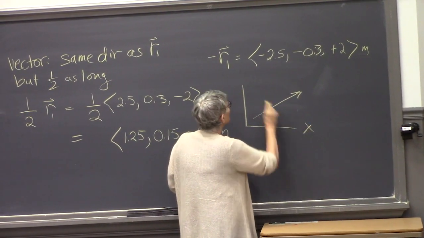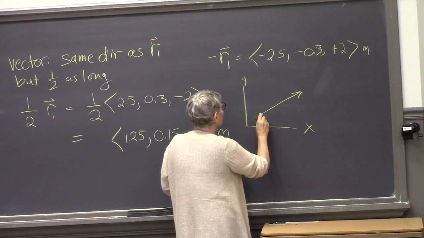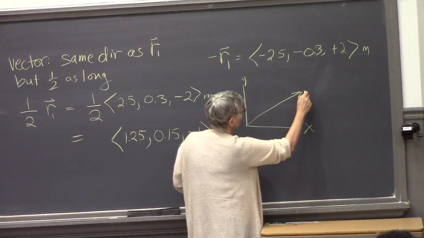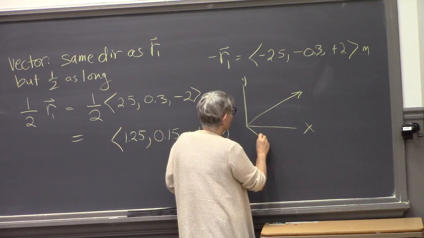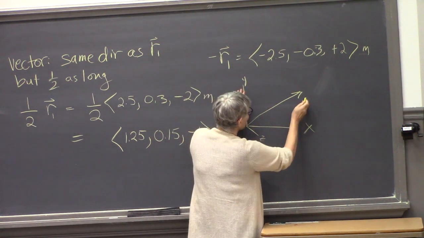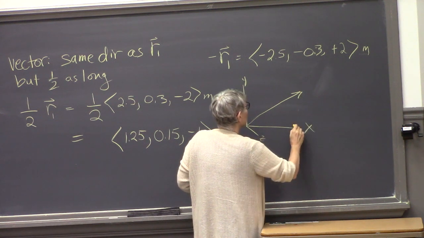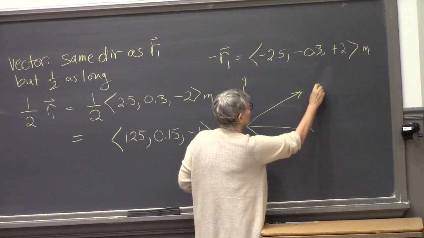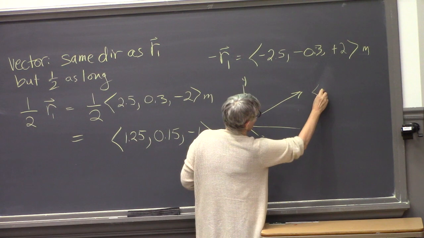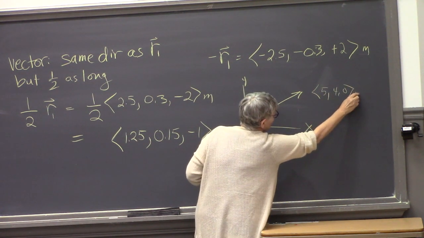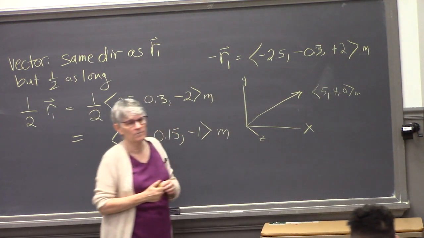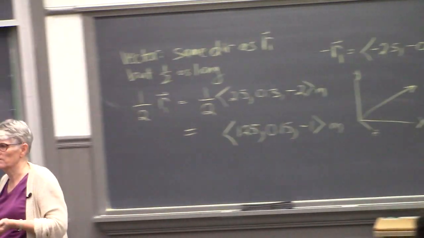So if we have x and y, this would be an arrow representing a vector, and z is out of the board. The vector is in the xy plane, so this might be 5. So we'll use arrows to represent vectors.